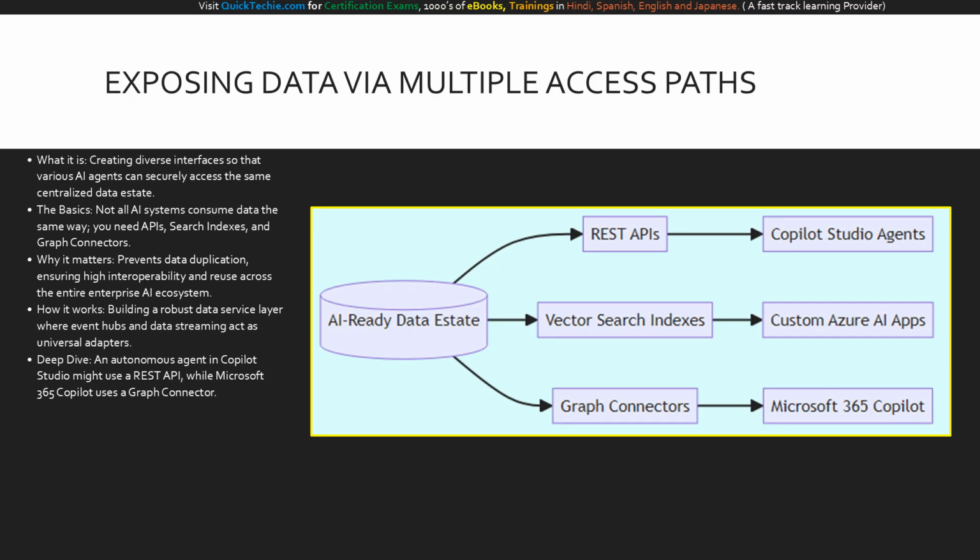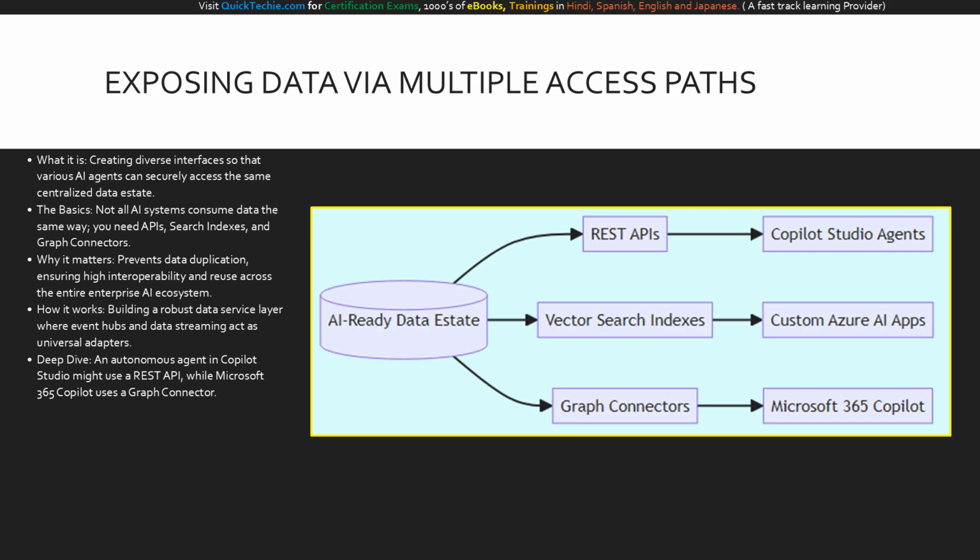Once your data is beautifully centralized, structured, and indexed, the next major step is determining exactly how to expose it. To truly make your business solution data available for multiple, distinct AI systems, you must provide multiple access paths. Different AI agents simply consume data differently. An autonomous task agent built in Copilot Studio might prefer to connect via a REST API or a Power Platform connector, while a custom generative AI application built natively on Azure might need to directly query a vector search index or a SQL endpoint.